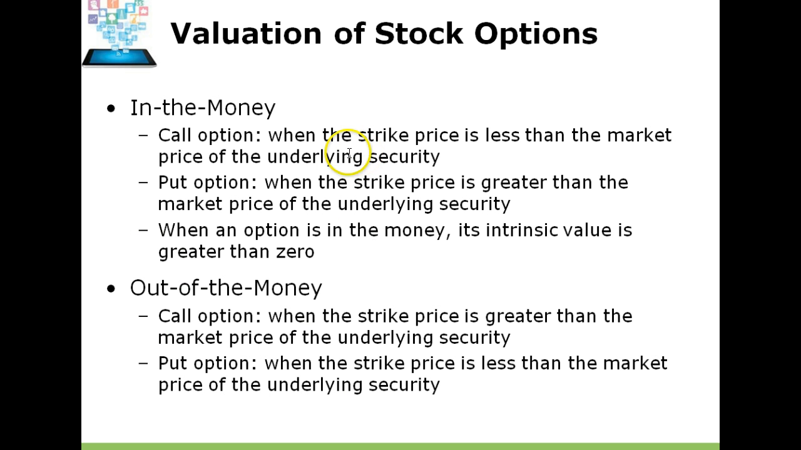Now we have some terms for the valuation of stock options. We have in the money, which means that for a call option, the strike price is lower than the market price, and for a put option, the strike price is greater than the market price. And we have out of the money. For a call option, your strike price might be 50, but the stock's currently at $40, so it's out of the money. Most options are purchased out of the money because they're the least expensive, and you're hoping that the stock price will become in the money at some point.